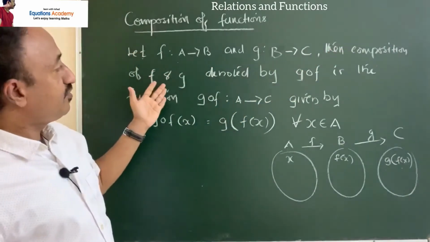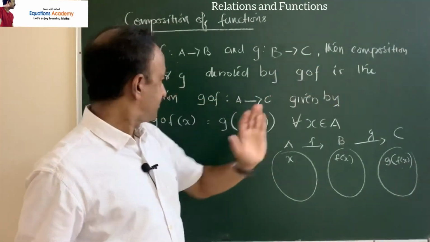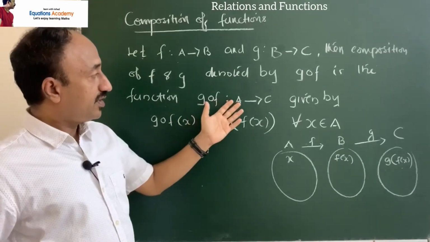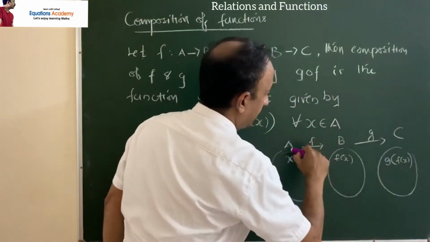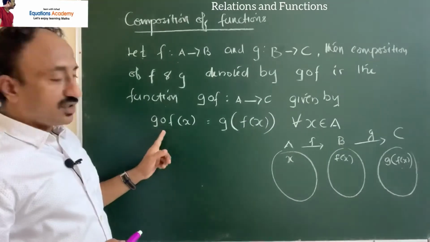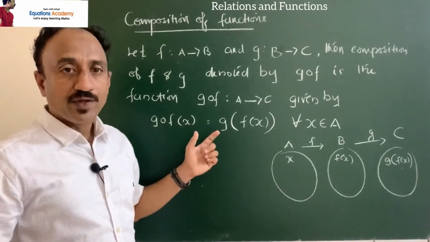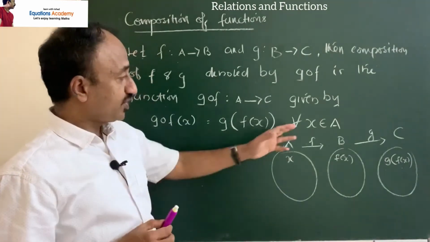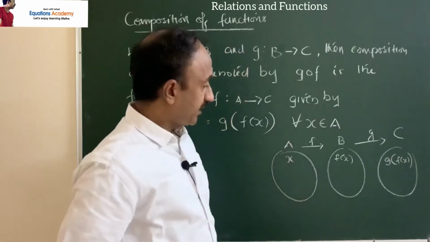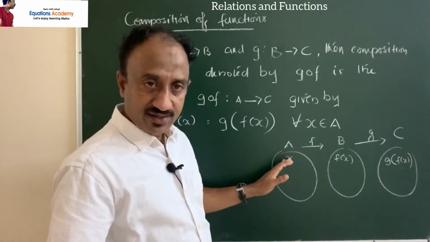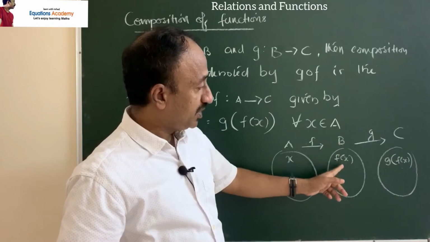The composition of f and g, denoted by g composition f or g o f, is the function g o f from A to C given by (g o f)(x) equal to g of f of x for every x belonging to set A. See, this is set A. This is an element x of set A. The corresponding image of x in set B will be f of x.